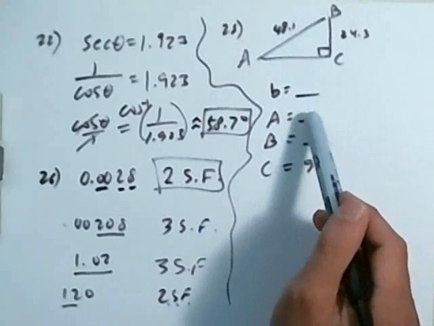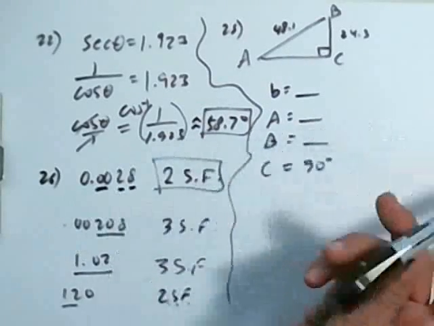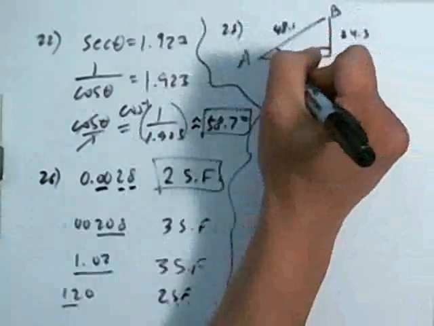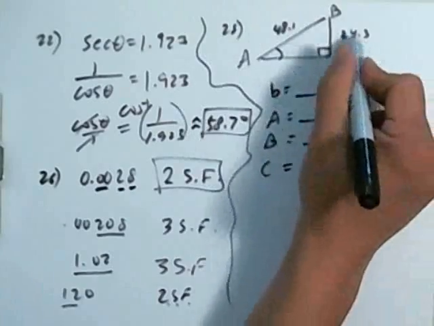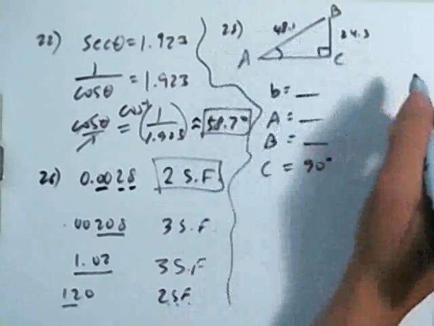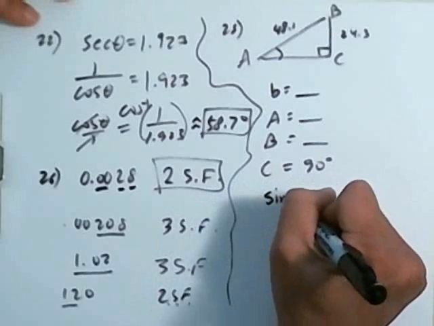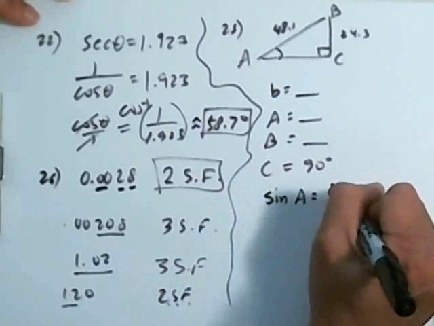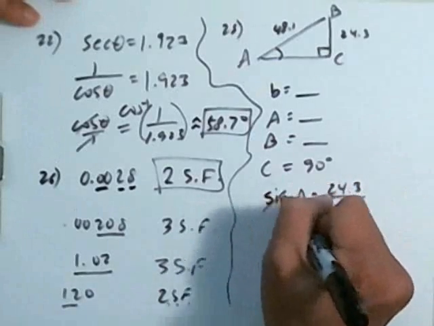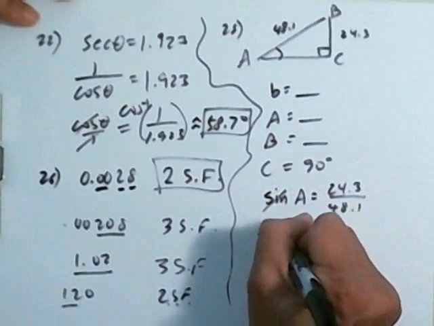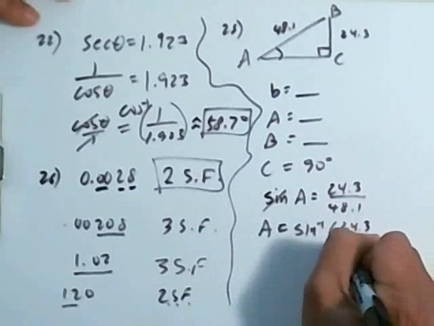To find A, I'm going to just figure out what A is, and I want you to figure out what B is. Here's the angle A. Since we have the opposite and the hypotenuse, we know that that is equal to the sine. So the sine of angle A is the ratio of 24.3 to 48.1. Of course, how do you find that angle A? You take the sine inverse of 24.3 divided by 48.1.